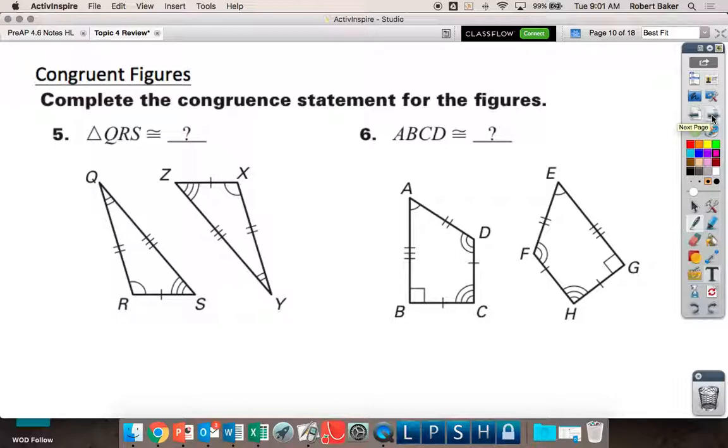Complete the congruence statement. It says Q, R, S. You must follow the same paths. You must go 2, 1, 3. It is congruent to which other figure? Y, X, Z.